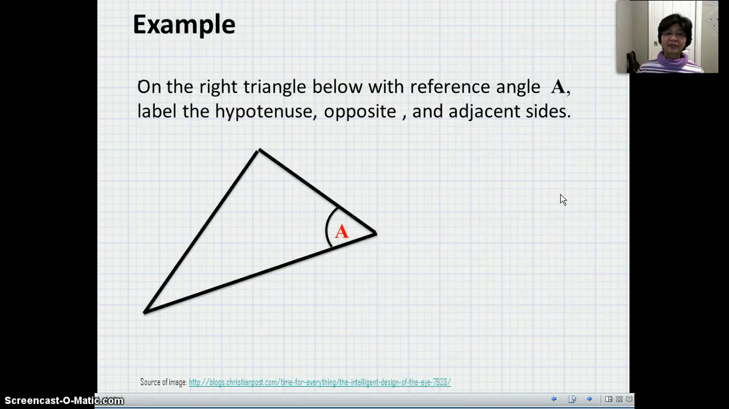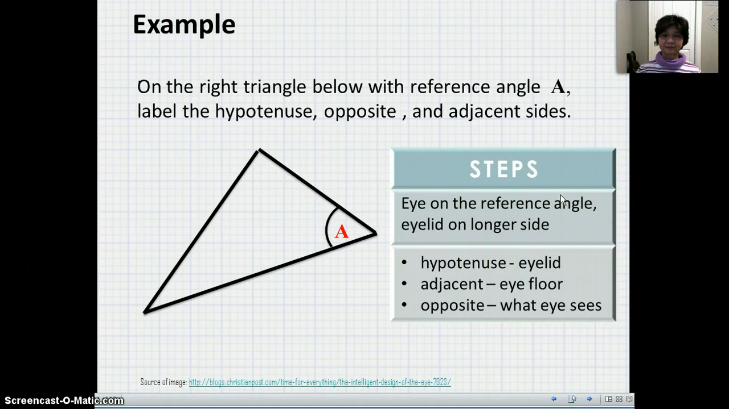Now, you have to be a little careful though. On the right triangle below, with a reference angle A, label the hypotenuse, opposite, and adjacent sides. Okay, we need to superimpose an eye. So let's do that. Is this correct? I superimposed an eye on the reference angle. Well, the answer is no, because the eyelid is on the shorter side. It has to be on the longer side.